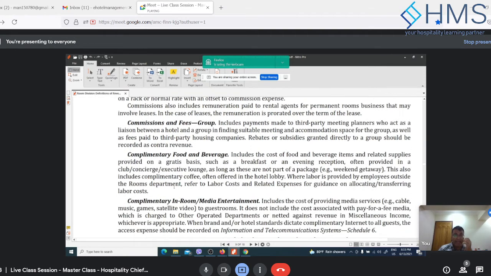Complimentary food and beverage again is another area which is very messy. Generally, a lot of cost goes into complimentary food and beverage. But you definitely want to understand separately what is the cost of my breakfast, what is the cost of my beverages, what is the cost of my food, what is the cost of my gratis, what I am giving as a part of my F&B in the lounge or anywhere else, right?